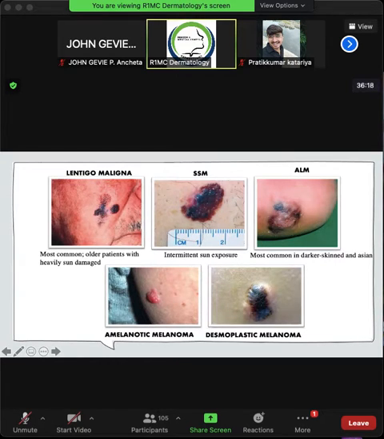And as for these types of melanoma, diagnosis is through your biopsy. We advise complete removal of the lesion with a 1 to 3 millimeter margin of the skin. So this is the preferred method of biopsy.